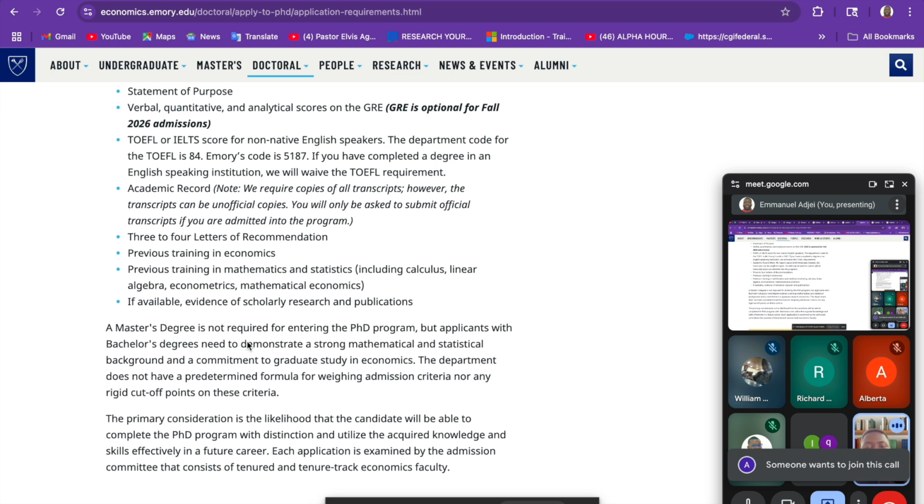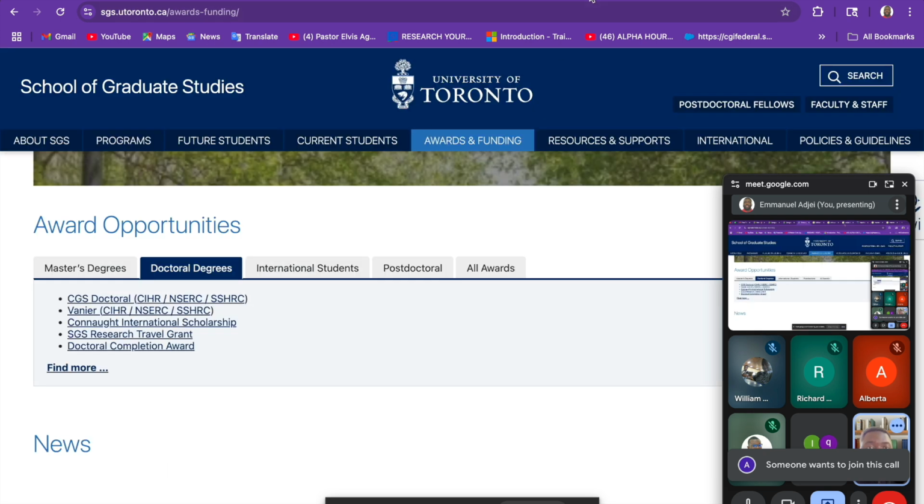Master's degree is not required for entering the PhD program. Master's degree is not required. All you need is a bachelor's and a very good GPA. Come here, do a PhD. Instead of wasting time on a master's for 2 years, come and do the PhD. In 4 years' time, you are good to go. Dr. is in front of your name, or PhD is after your name. Good to go.